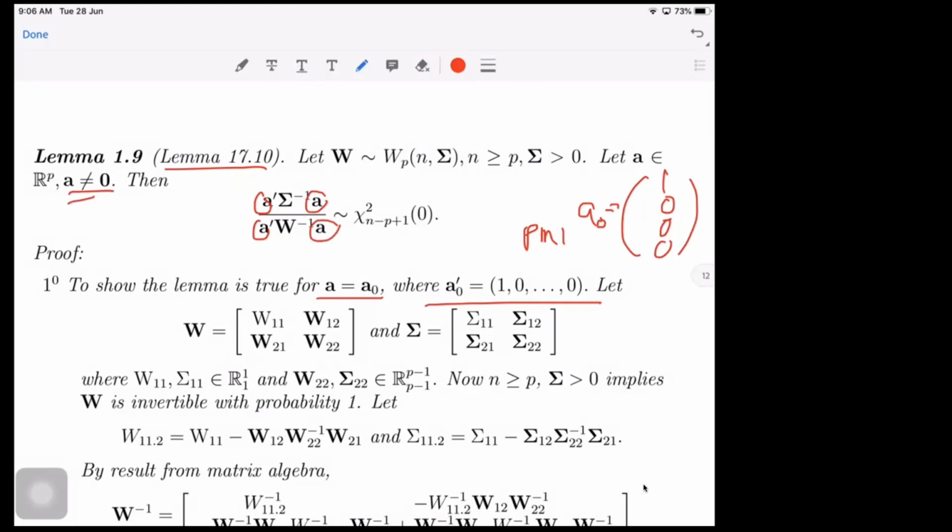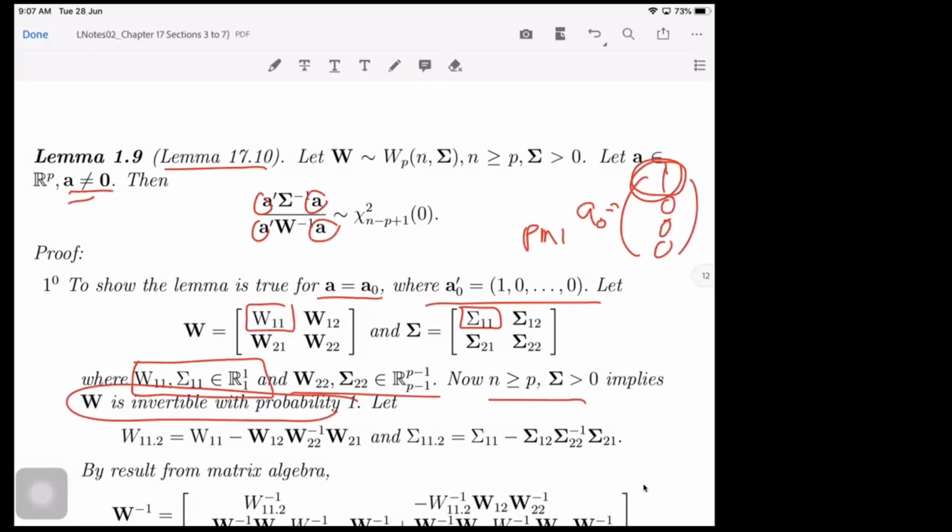So what will happen here if what remains is this? The block will no longer be a block, it's just a 1 by 1 entry there. So that's why W11 and sigma 11 will just be a 1 by 1 entry, and the rest will have this dimension. So again, these assumptions will have W to be invertible.